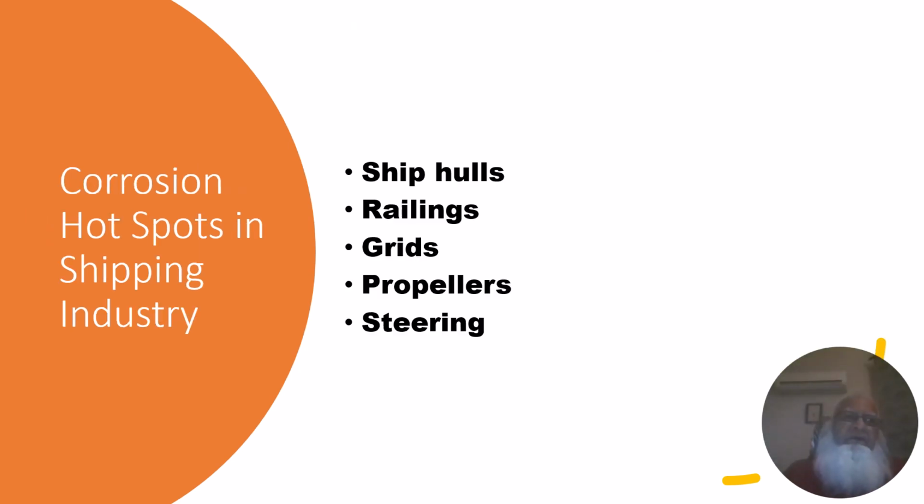This slide shows corrosion hotspots in the shipping industry. Ship hulls are always subjected to seawater corrosion. Railings on top of the ships are also subjected to seawater corrosion and seawater mist. Grids, propellers and steering, all this equipment is highly susceptible to corrosion at localized points, which we call hotspots.